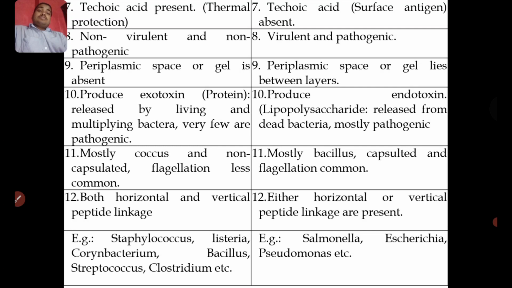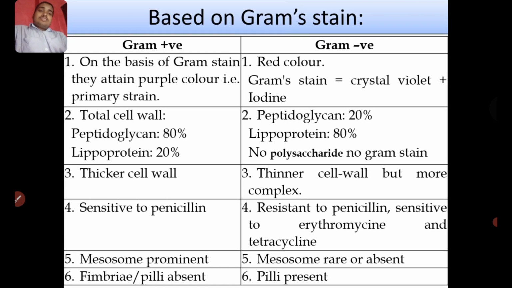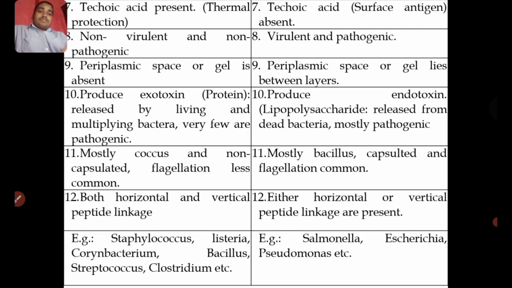Gram positive is usually, mind it, usually non-virulent and non-pathogenic, not in all cases. Here periplasmic space or gel is absent, while in gram negative the periplasmic space or gel lies in between the layers of the cell wall. Gram positive produces exotoxin, that is a protein released by living and multiplying bacteria. Very few are pathogenic. It is usually non-virulent, but not always; it is not always non-pathogenic.